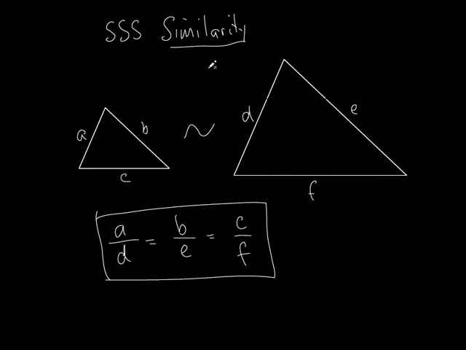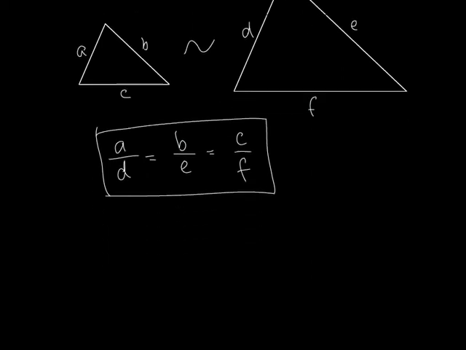Okay? I didn't know anything about the angles, did I? But I did know that all three corresponding sides were in proportion. If I knew that, then that's enough to say that those triangles are similar. Let's do another one. And this is pretty much it.